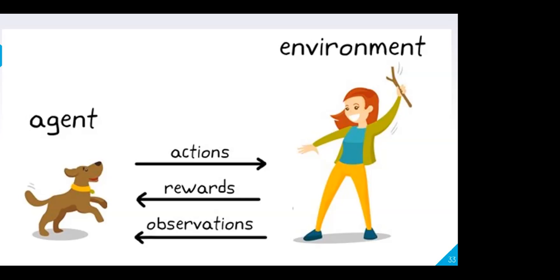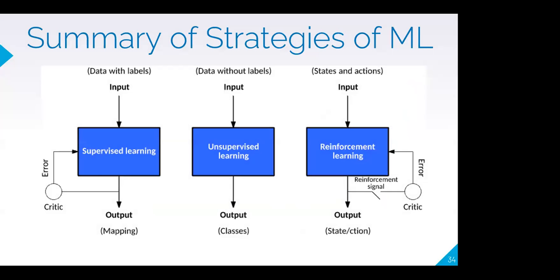It's the environment which gives the agent its reward as an output based on the agent's current state and actions. So this page shows a summary of all the 3 different strategies of machine learning. For example, supervised learning uses labeled training data, and it's told the correct output, and it compares its own output and adjusts its methods.